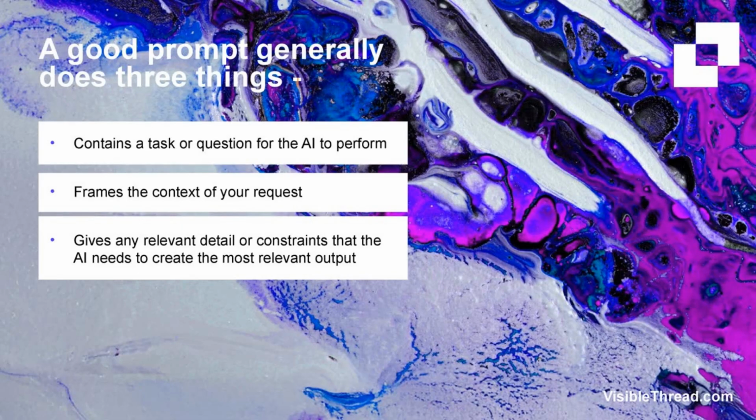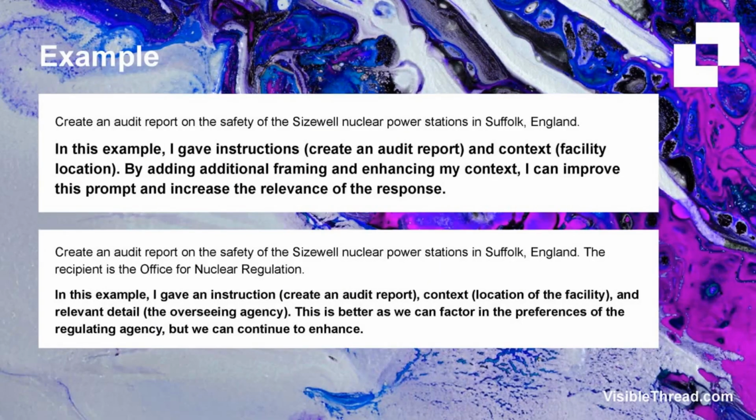So I'm going to cover a quick example of a basic prompt and some of the ways that we can iterate on it. So I have a basic prompt here: create an audit report on the safety of the Sizewell nuclear power stations in Suffolk, England. So I've given instructions, create an audit report, and a little baby bit of context, the facility location.